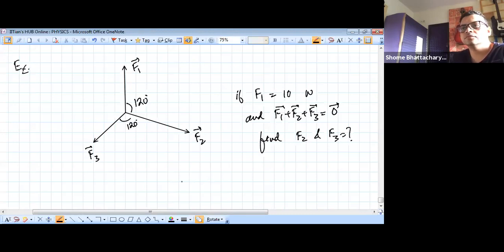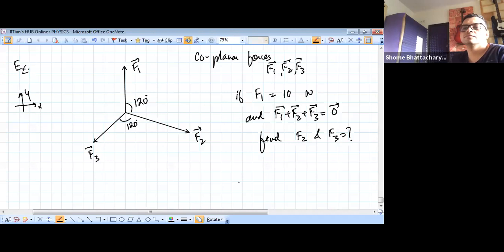No, these are not coordinate axes. These are coplanar forces, F1, F2, and F3, so they are in a two-dimensional plane. They are in the XY plane like this. I'm sorry, it looks like I've drawn it three-dimensional, but they are in a plane.